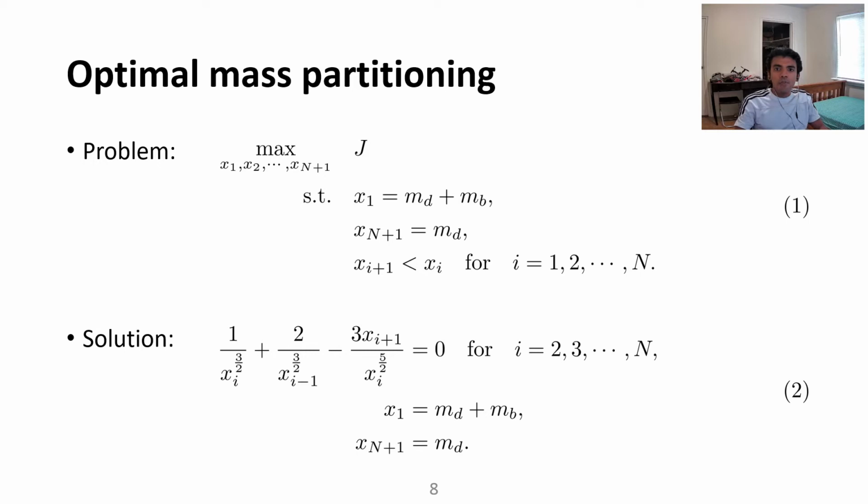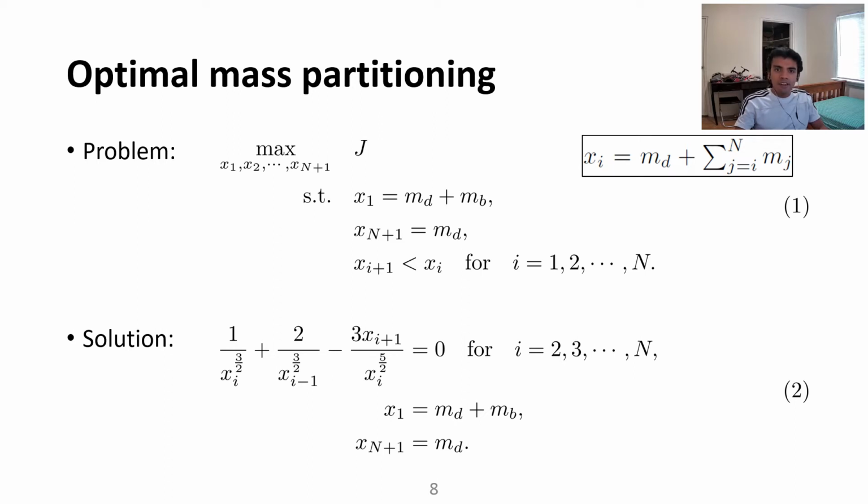We formally write the optimization problem. The constraints are physically intuitive. At the first stage, the total vehicle mass is the sum of the dry mass and the total mass budget. At the n plus 1 stage, only the dry mass remains. And the vehicle also gets lighter with each ejection. So total mass of the vehicle at stage i plus 1 will be lesser than at stage i.